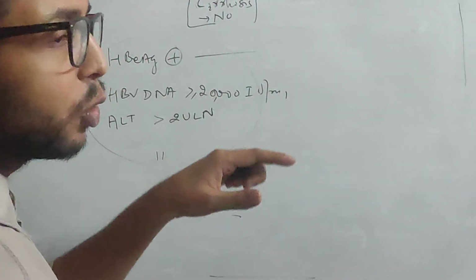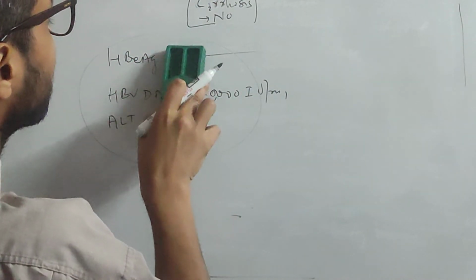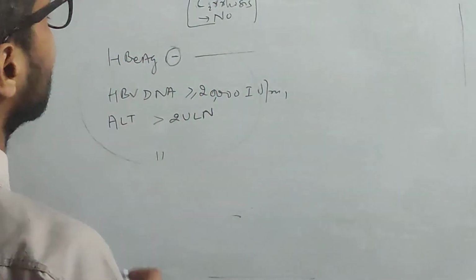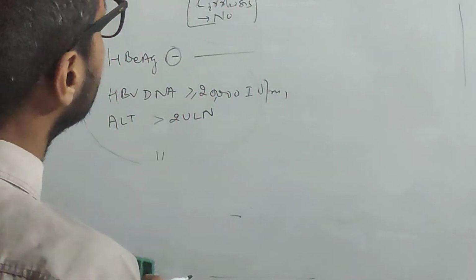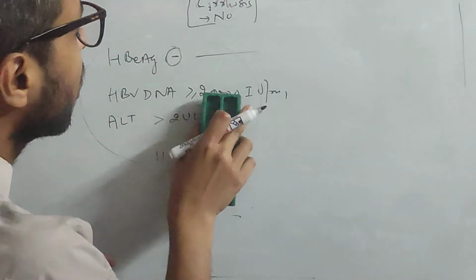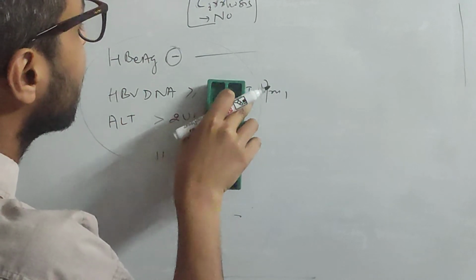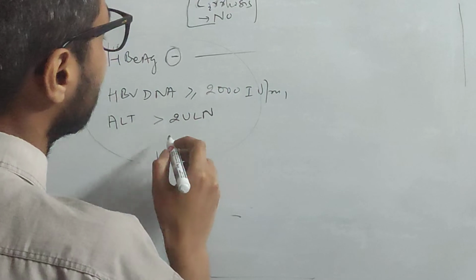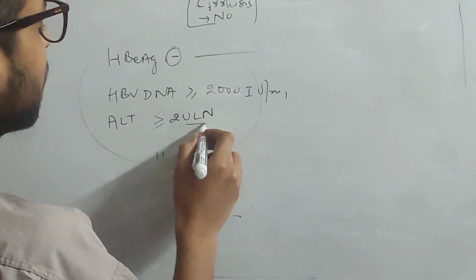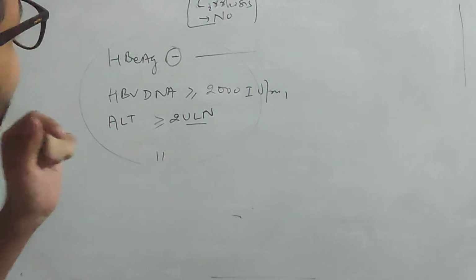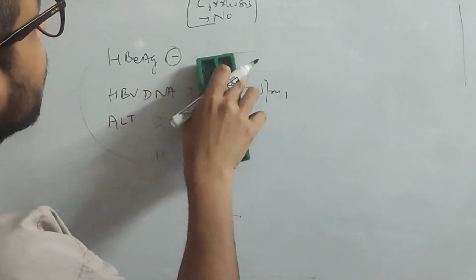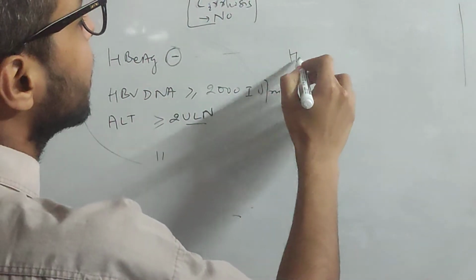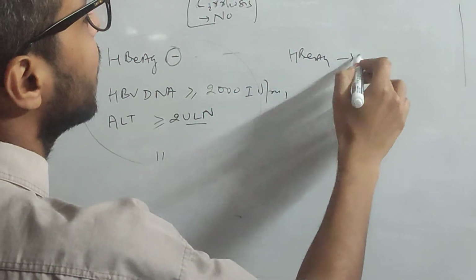Let me give you another scenario by changing this from positive to negative. Okay, now let's suppose one patient has HBe antigen negative. What I told you is that we keep the threshold 2000 for HBV DNA in negative cases. So it is greater than 2000, let's suppose, and it is greater than 2 times upper limit of normal. So will you treat him or not? What I already told you, this patient has passed the stage of HBe antigen to anti-HBe.